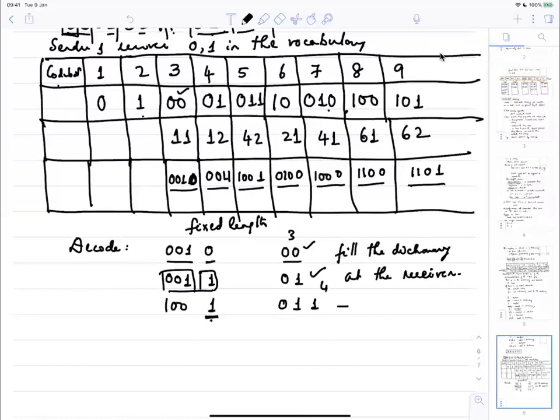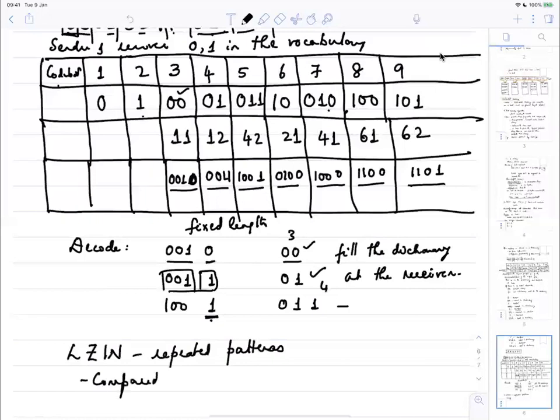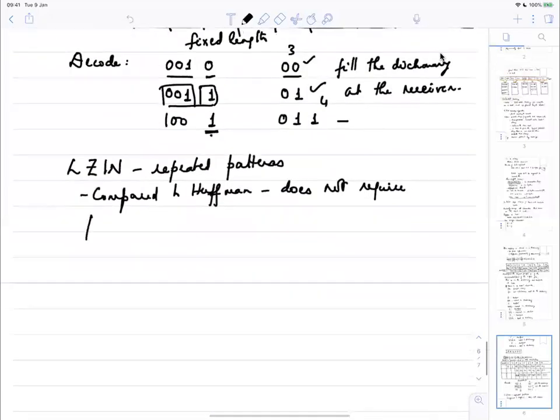What is interesting about this Lempel-Ziv algorithm is that it's very easy to write, and it depends on repeated patterns, compared to Huffman coding. Huffman does not require prior knowledge, but prior information. But Lempel-Ziv looks for repeated patterns.